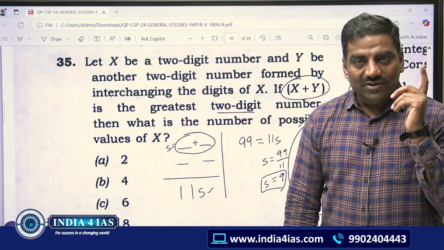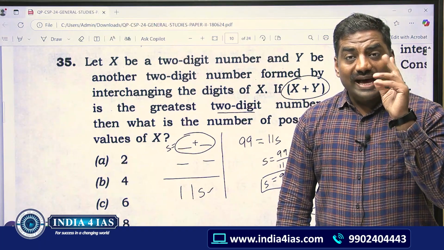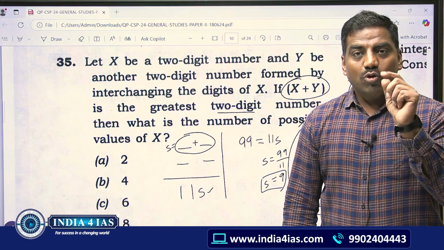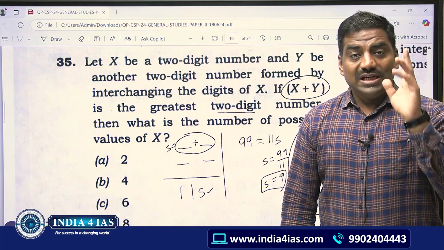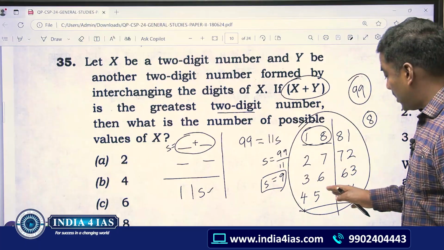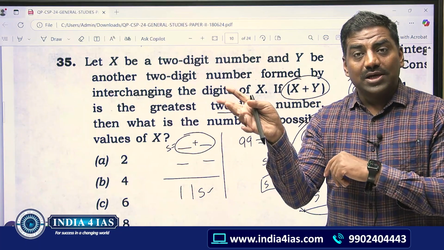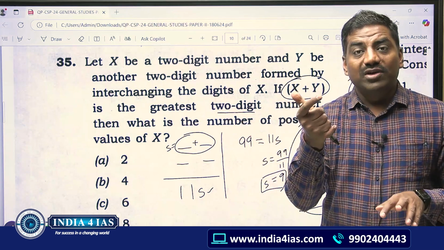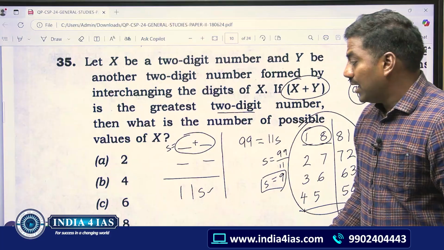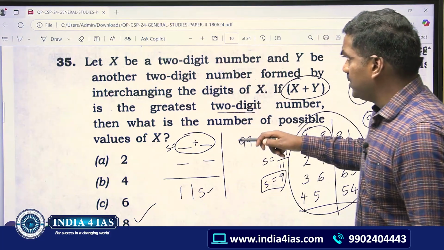So we have to start with 1. You cannot start with 0, because if you start with 0 as the first digit, it doesn't qualify to be a 2-digit number. It qualifies as only a 1-digit number. That is why you should not consider 0. You have to start with 1 and end with 8. And if you take 9 also, the other number will be 0, so it doesn't qualify, because when you reverse it, you will get a 1-digit number. Be careful there. So the answer is 8. So that is D. Next question.